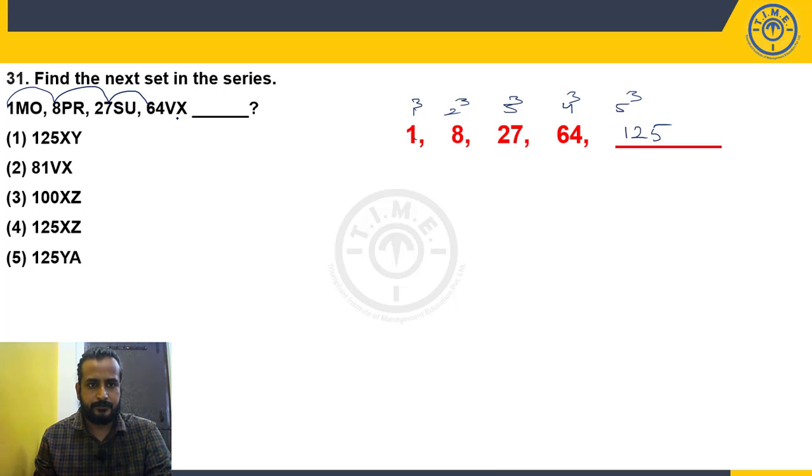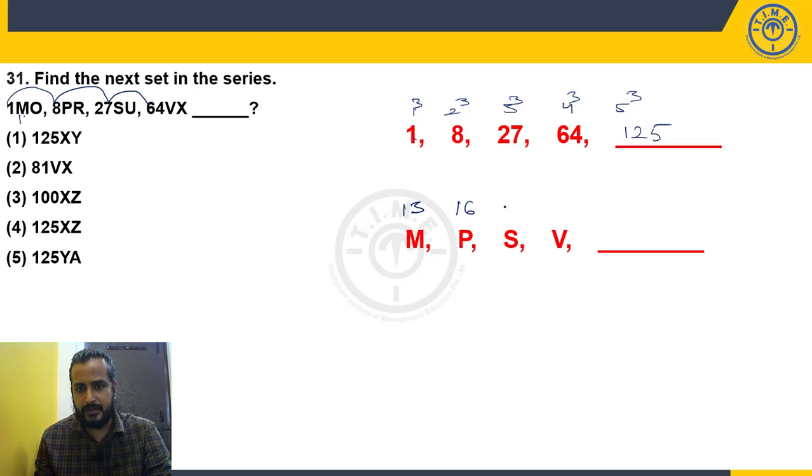MPSV. Let's write the letters here. M is 13, P is 16, S is 19, V is 22. 13, 16 plus 3. 16, 19 plus 3. 19, 22 plus 3. So applying the same plus 3, 25 I will get, which is Y. So 125 Y. We have only one option, choice 5.